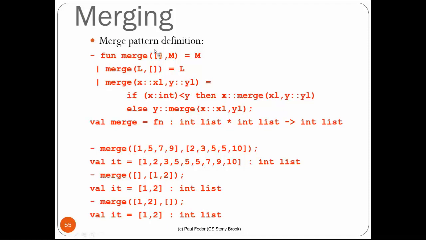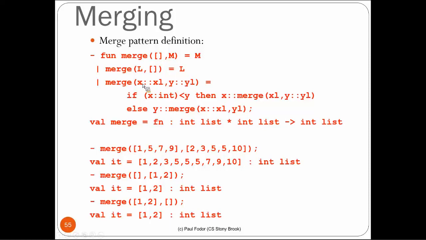Now, what are the base cases? The base cases are quite simple. If either one of the two lists is empty, first argument or second argument, return the other argument. So merging the empty list with any list is the other list. Merging any list with the empty list is the first list.